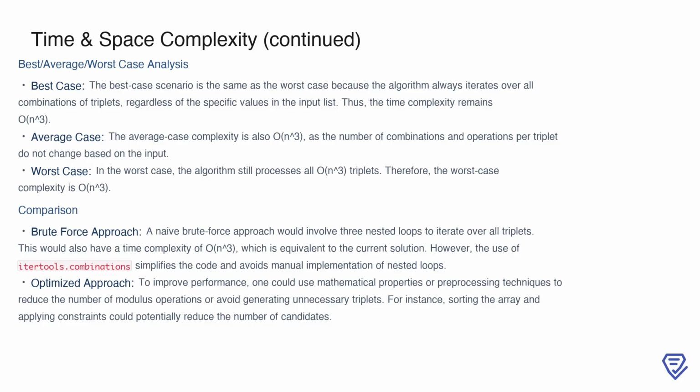Comparing this approach to a brute force method, both have the same time complexity of O(n^3). However, using itertools.combinations simplifies the code and avoids manually implementing nested loops. To optimize further, techniques like sorting the array or applying mathematical properties could help reduce the number of triplets that need to be processed, potentially improving performance.